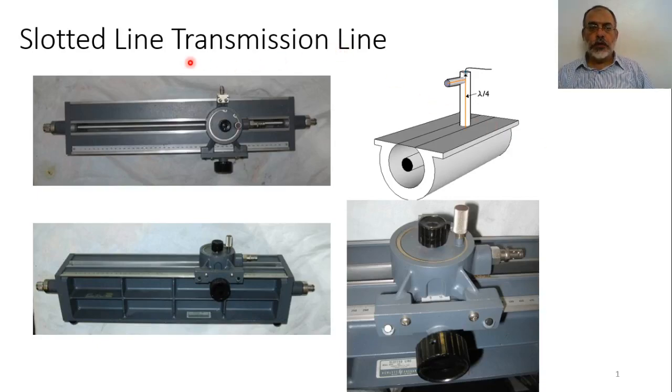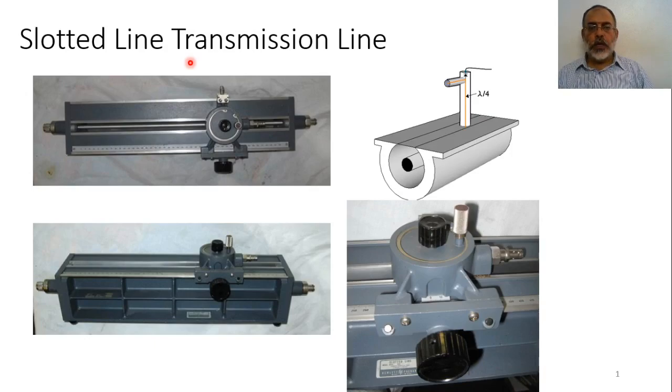Slotted line transmission line. We have seen in our previous study that along the transmission line there will be an incident wave and a reflected wave, and these incident and reflected waves construct what we call the standing wave pattern. This standing wave pattern does not depend on time, but it depends on the reflection at the load itself.